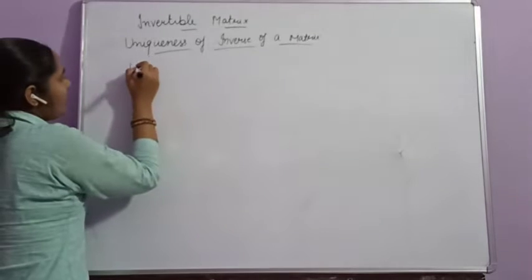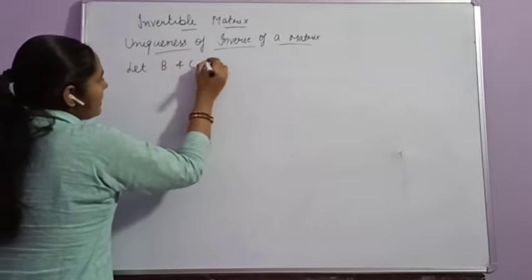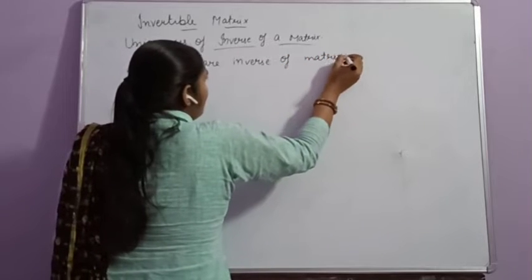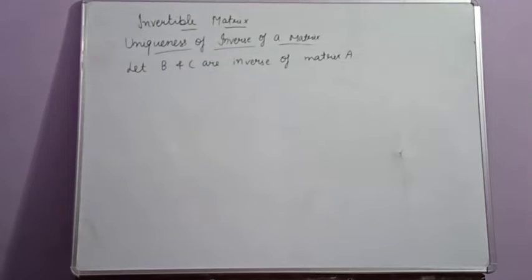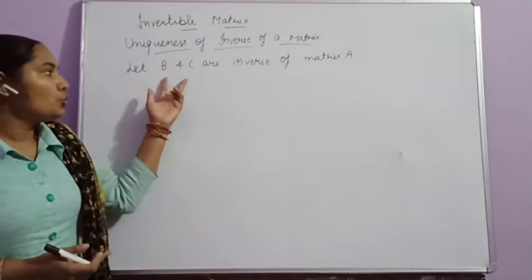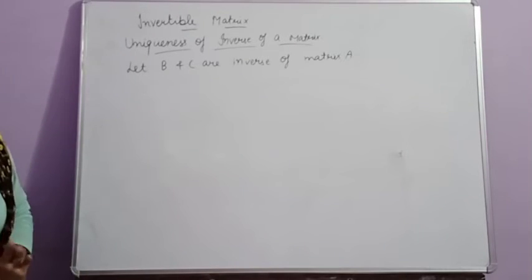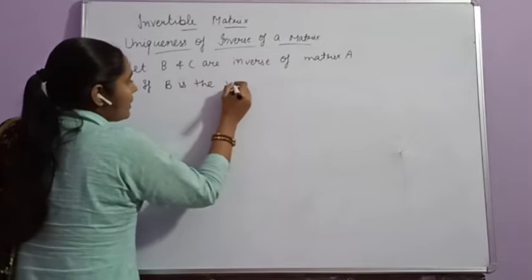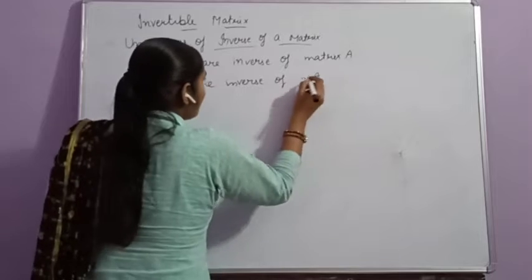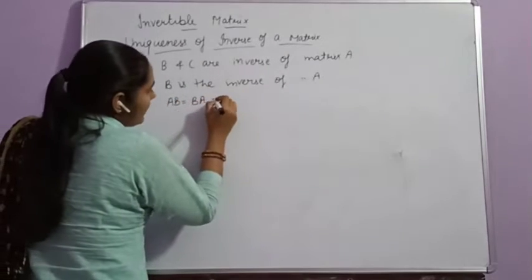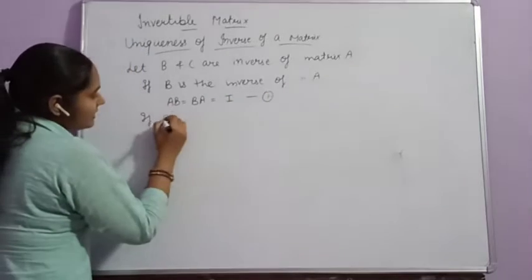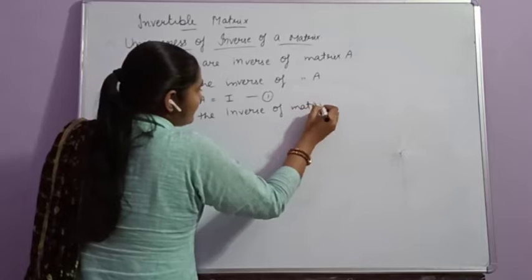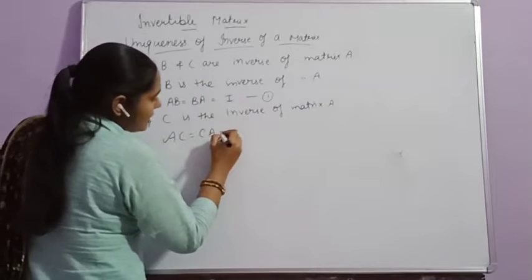Let us consider, let B and C be inverses of matrix A. That is, there is a matrix A which is invertible and having B and C as two inverses. So we have to prove that B is equal to C. Okay? If B is the inverse of matrix A, then we know that AB is equal to BA, that is equal to I. First equation. And if C is the inverse of A, then AC is equal to CA, equal to I.